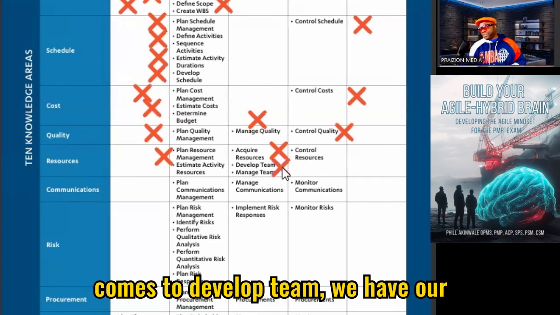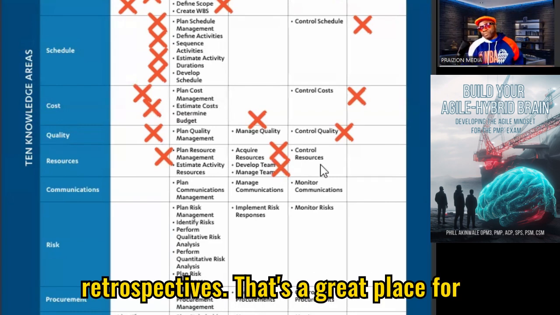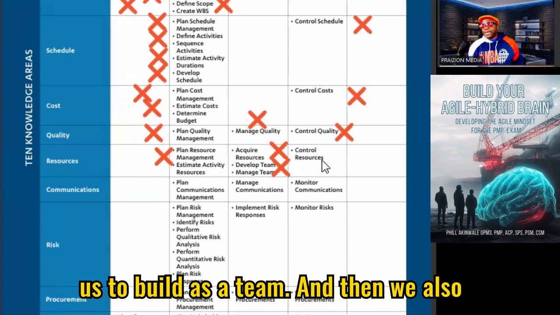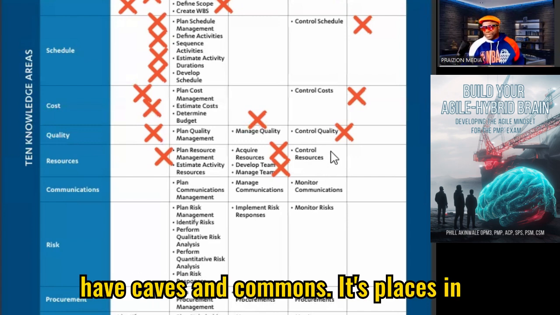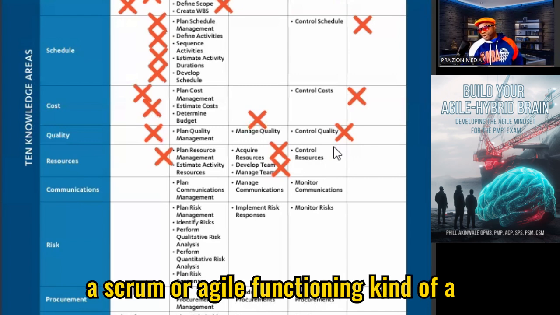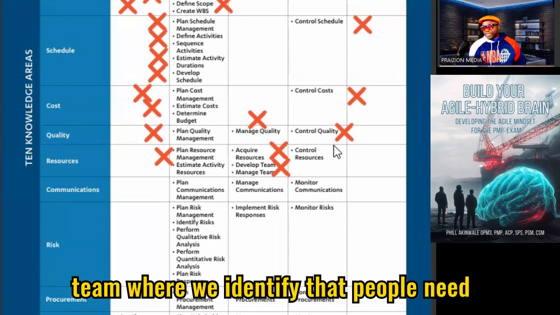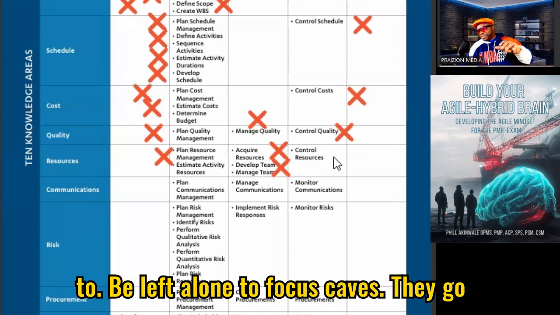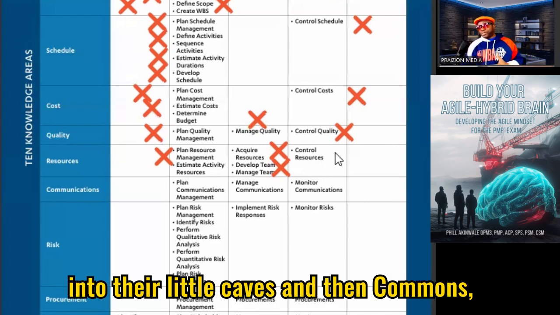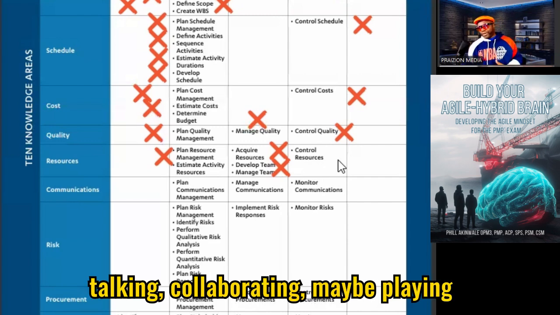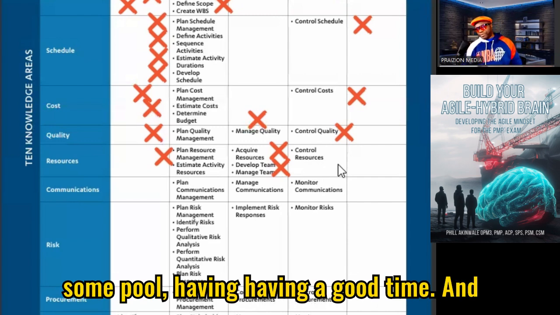When it comes to develop team, we have our retrospectives. That's a great place for us to build as a team. And then we also have caves and commons. It's places in a Scrum or Agile functioning kind of a team where we identify that people need to be left alone to focus. Caves, they go into their little caves. And then commons where they're going to be together, talking, collaborating, maybe playing some pool, having a good time.